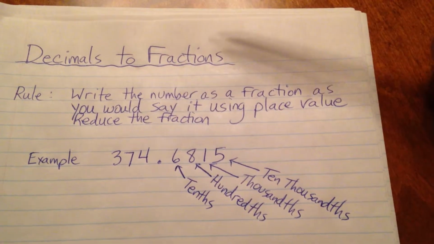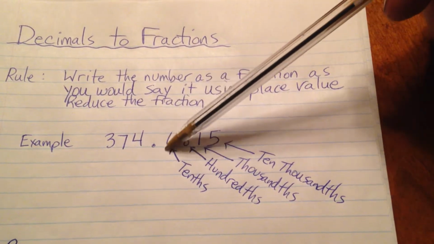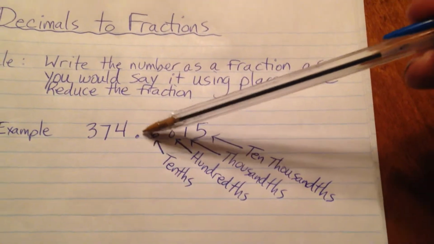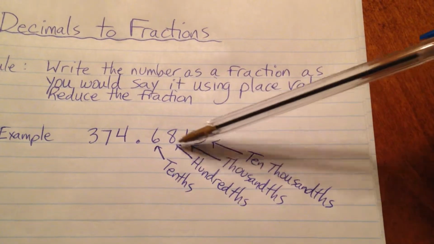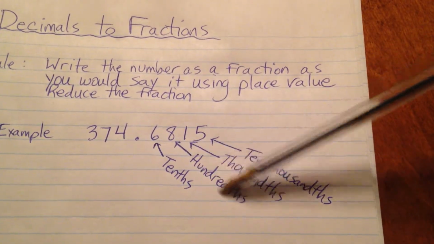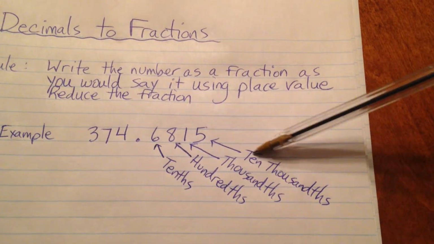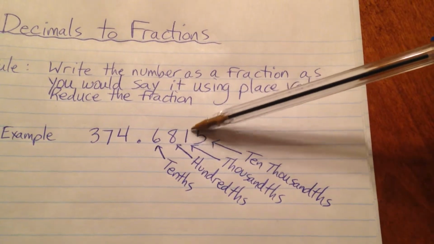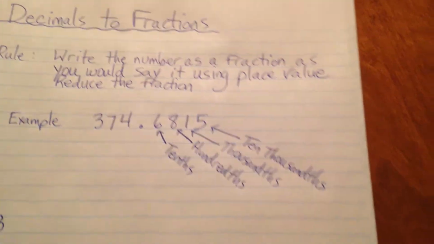I'm going to explain. Before we get any further, I've written a number, 374.6815. This is just a little refresher. The first number after the decimal is in the tenths place. The second number is in the hundredths. The third is in the thousandths. And the last is in the ten-thousandths. So you have to remember that: tenths, hundredths, thousandths, ten-thousandths. We don't really look at the numbers before the decimal; we look at the ones after the decimal.